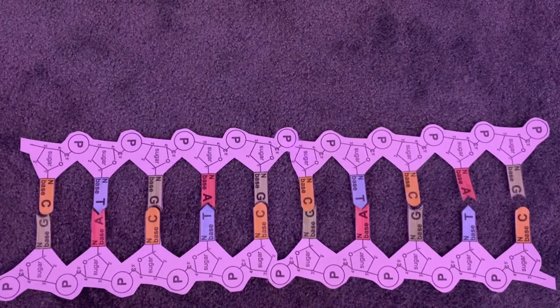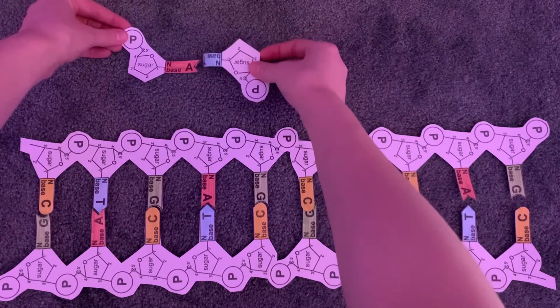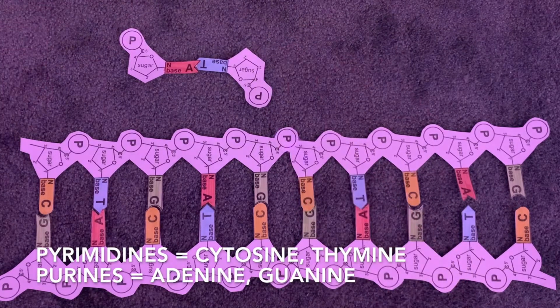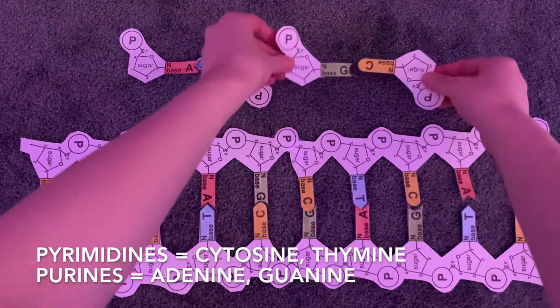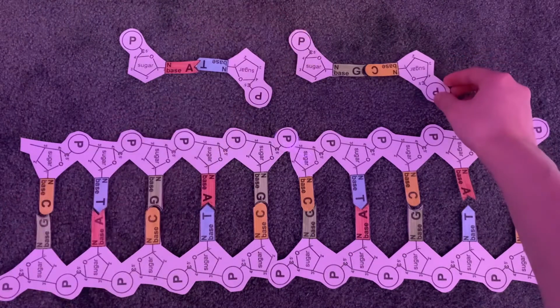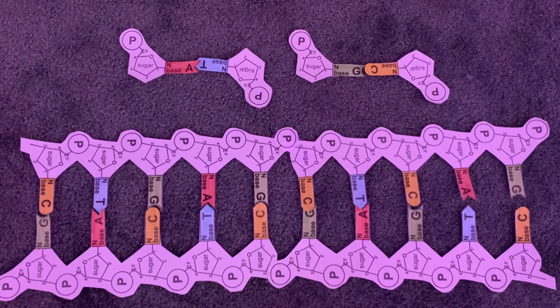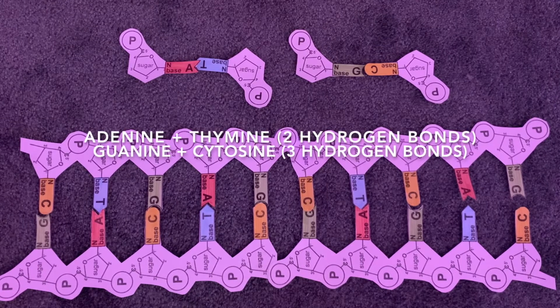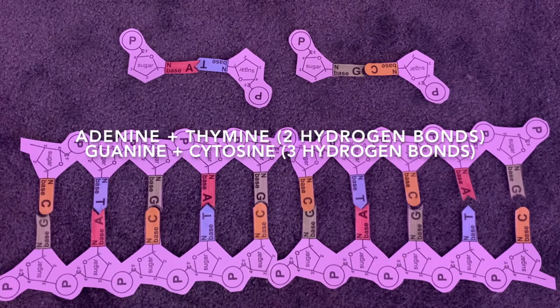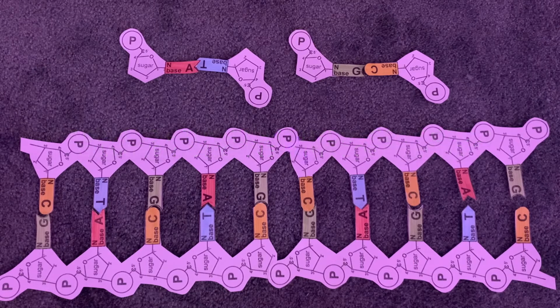These nitrogenous bases are separated into pyrimidines and purines. Cytosine and thymine are pyrimidines, while adenine and guanine are purines. Purines have a 2-ring structure, while pyrimidines only have a single ring structure. In DNA, adenine pairs with thymine with 2 hydrogen bonds, and guanine pairs with cytosine with 3 hydrogen bonds.